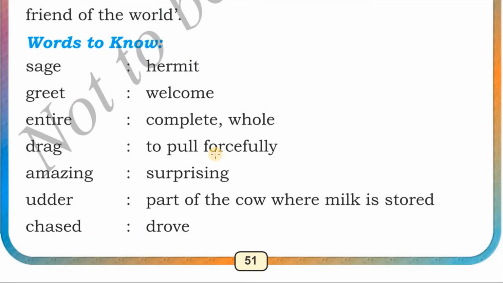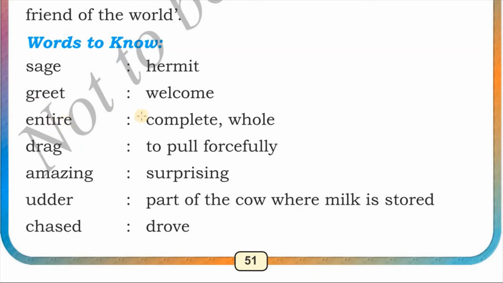Now, let us try to answer and know about our words to know. The first word is sage. Sage means hermit or rishi. Greet is to welcome. So we learned that when Kaushika and his men came to rest in the hut, Vasishta went out to greet them. And we have also learned that it is good manners to greet somebody whenever you see them. You can say hello, good morning or namaste.